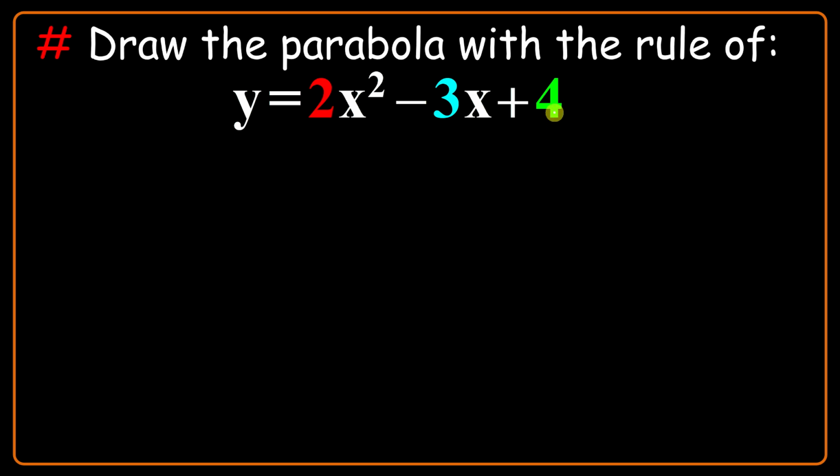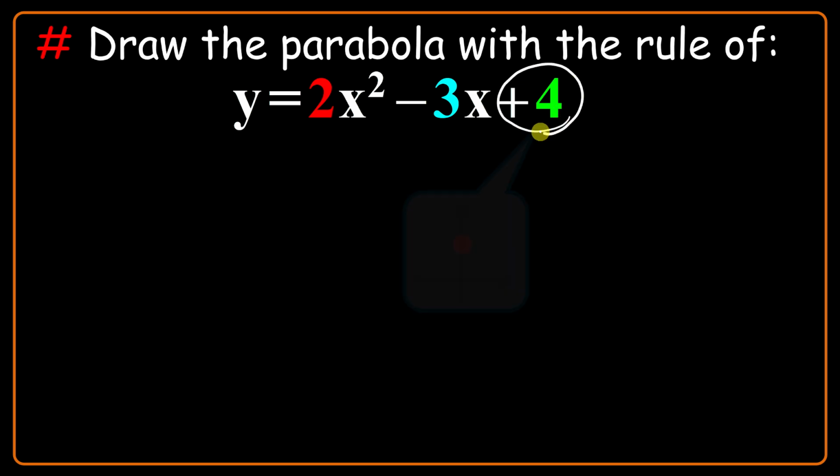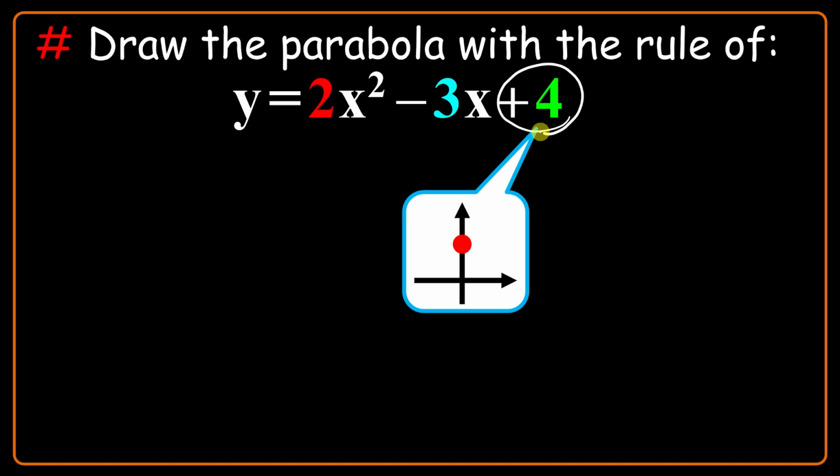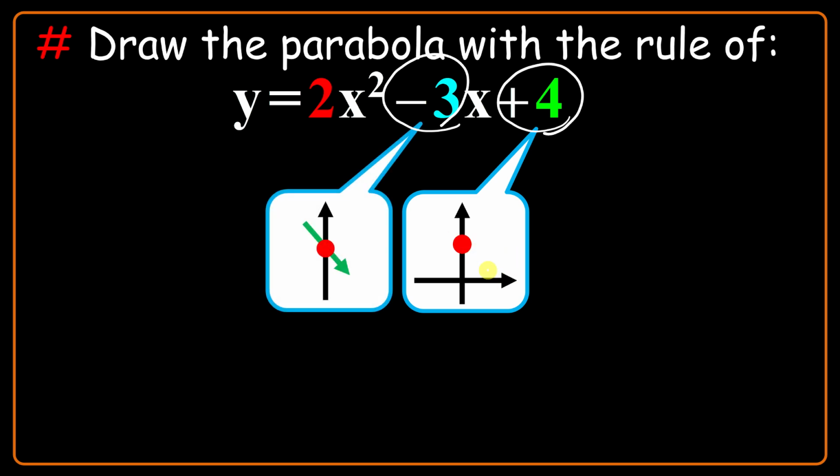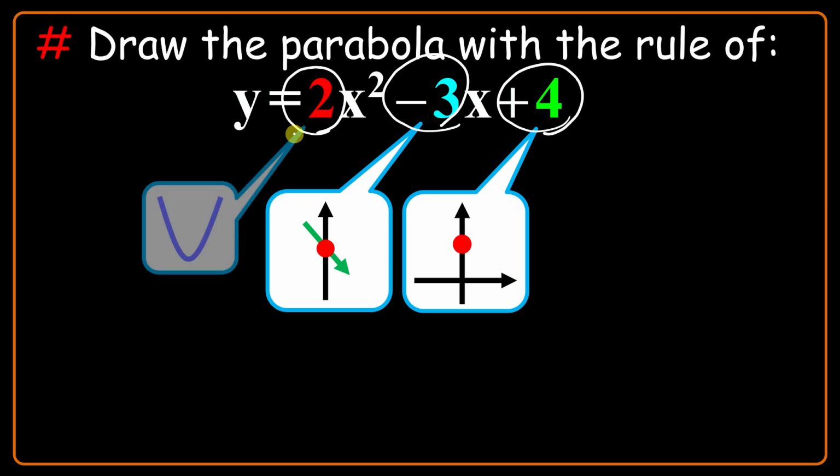Let's check this one. Plus 4 indicates a positive vertical intercept. Negative 3 indicates the negative slope of the graph when it crosses the vertical axis, so it's going down, negative slope. And a has a positive sign, so it must be concave up or opening up.